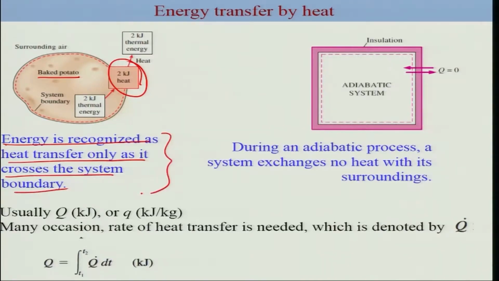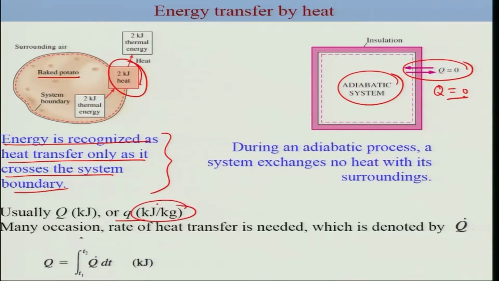I've said this many times, just to emphasize. If you put an insulation around a system, you will make the system adiabatic, which essentially means there is no transfer of heat. We're going to use Q as the representation of heat, so Q is going to be 0 here. It is also used as small q, but that is only on the basis of unit mass, so the unit is going to be kilojoules per kg.